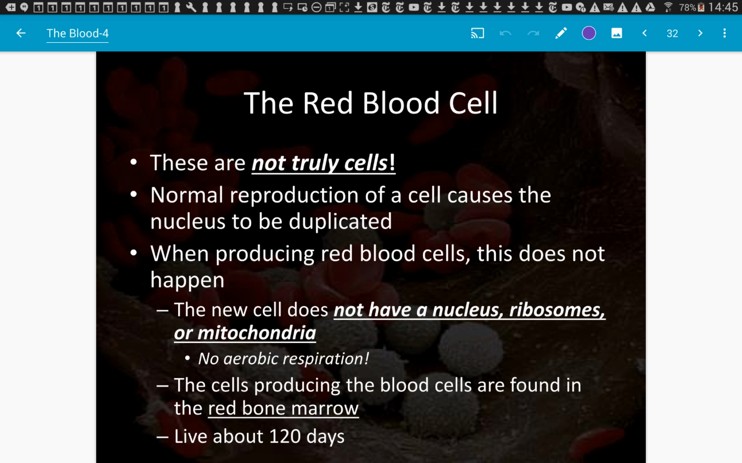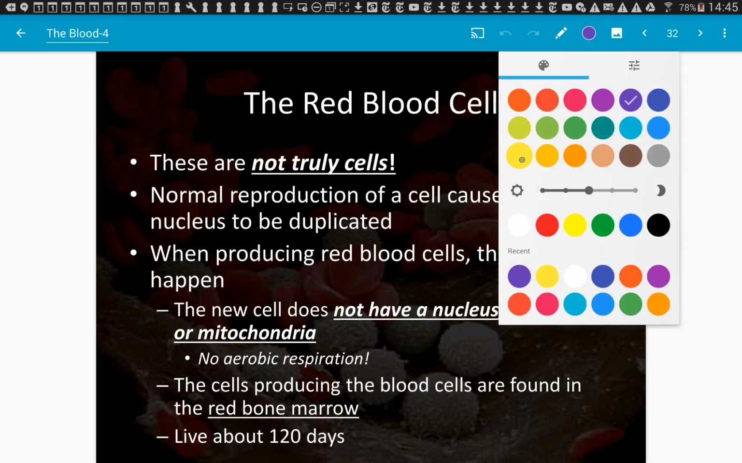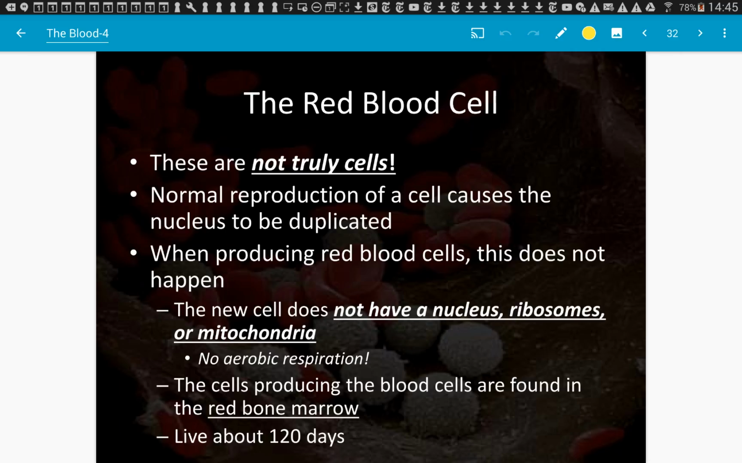Okay, finally, moving to red blood cells. What's the other term for red blood cells? Erythrocytes. Let's see if I can write that.